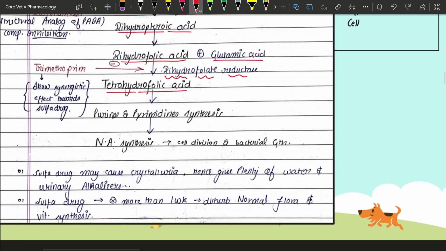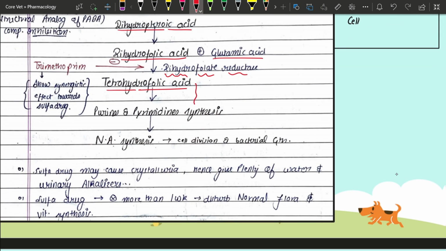Tetrahydrofolic acid then leads to the synthesis of what? The purines and the pyrimidines that are important for the DNA structure, right? DNA and RNA, meaning the nucleic acid structure, are quite important, right? So these purines and pyrimidines will lead to the synthesis of nucleic acid, and cell division and bacterial growth will increase, right? So that's the importance of folic acid.